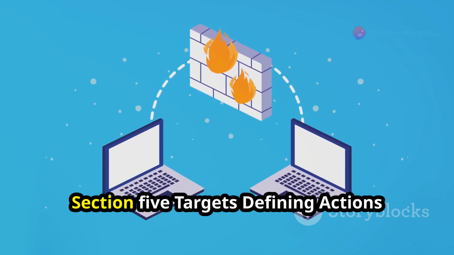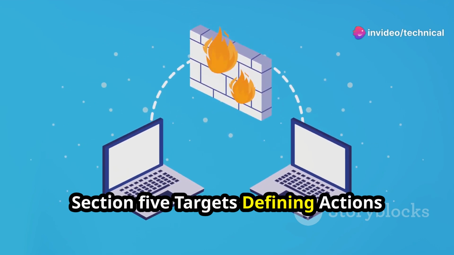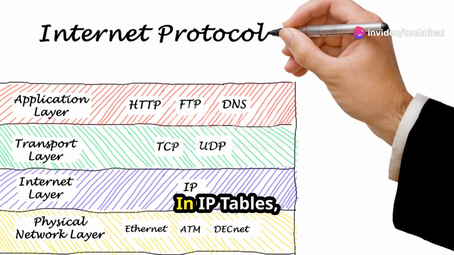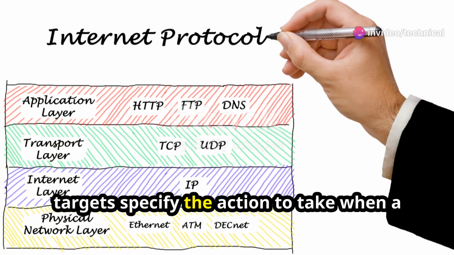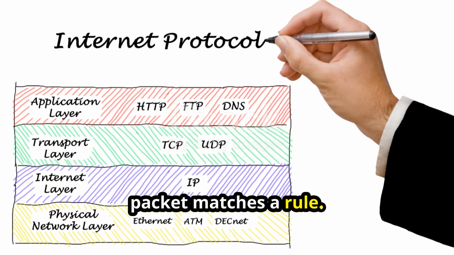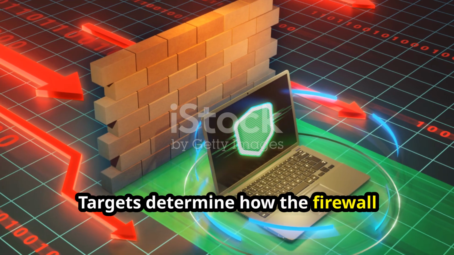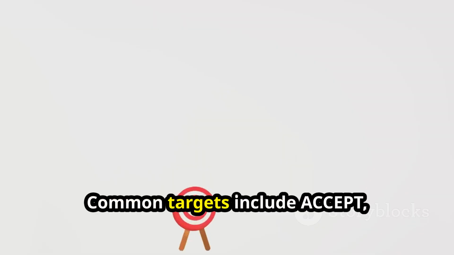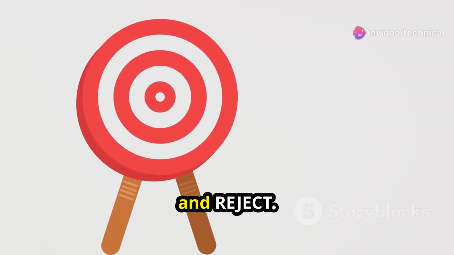Section 5. Targets: defining actions for packet handling. In IP tables, targets specify the action to take when a packet matches a rule. Targets determine how the firewall handles the packet. Common targets include accept, drop, and reject.